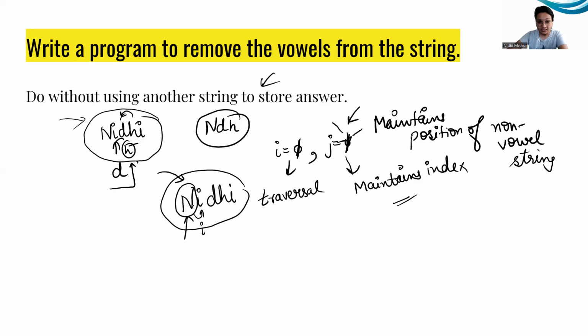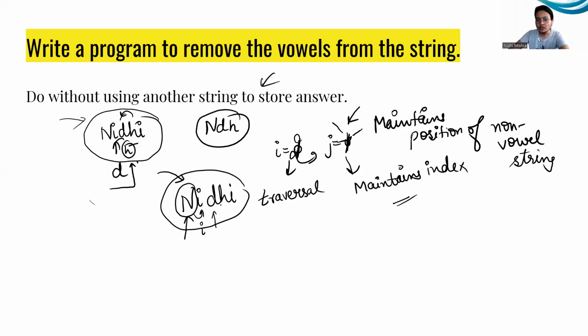Now I will compare this. Now this is a vowel. Since this is a vowel and I don't need a vowel, if in the next part of this string I get any non-vowel, I can store it at this place. So my j will stay here, but i is for the traversal, I will go ahead. i is 2 here.